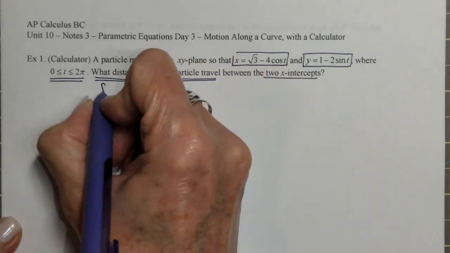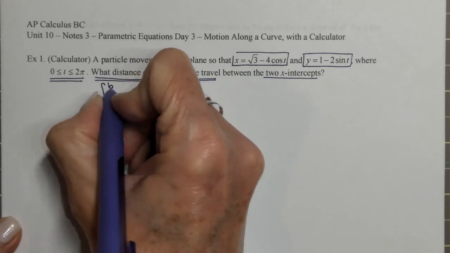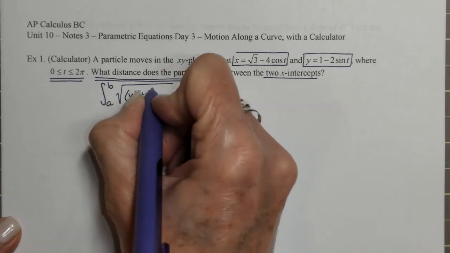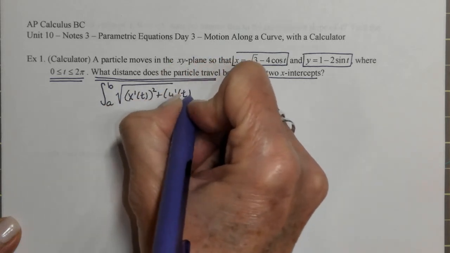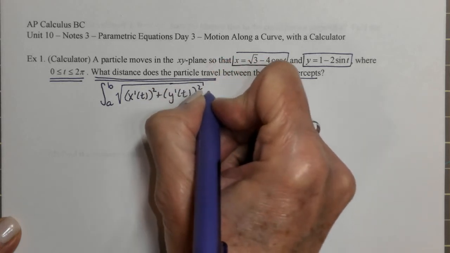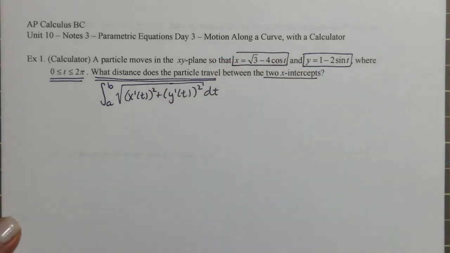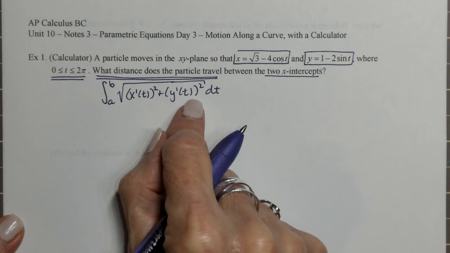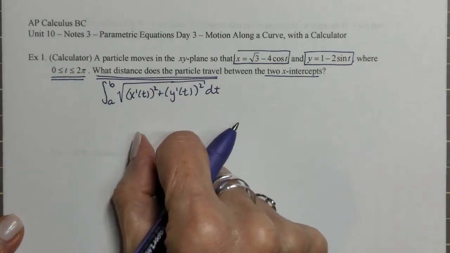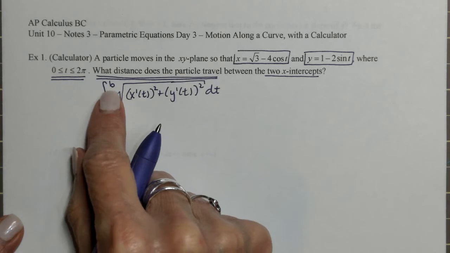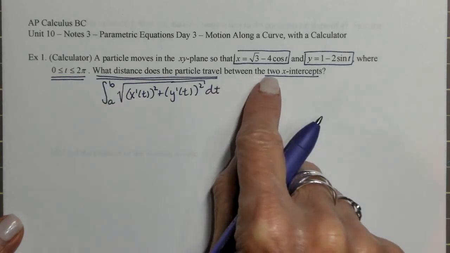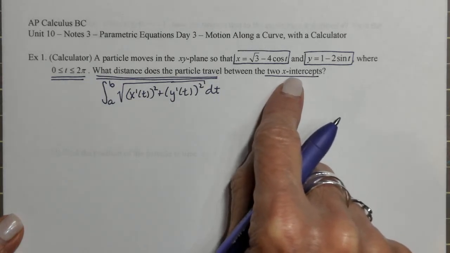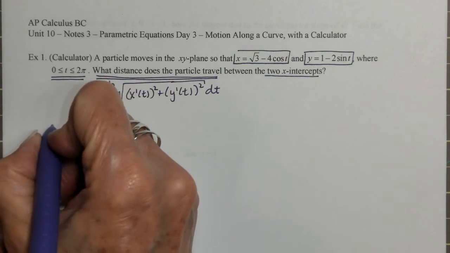That is our integral from time A to time B, square root x prime squared plus y prime squared. Hopefully after doing your homework that is in your head now. Square root x prime squared plus y prime squared. Distance, that's our distance formula. So we need the two times, the times where the particle is hitting the x-axis, right?